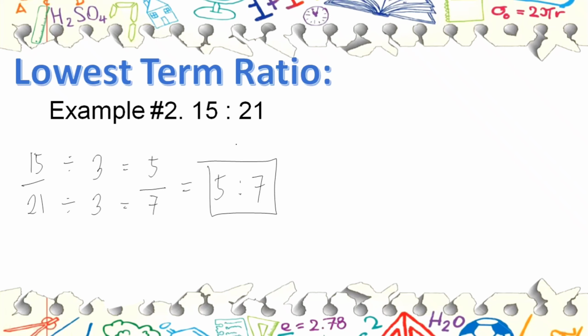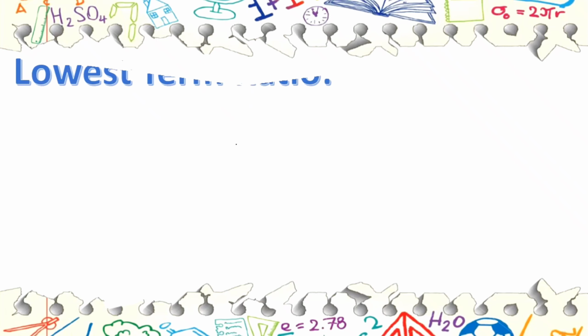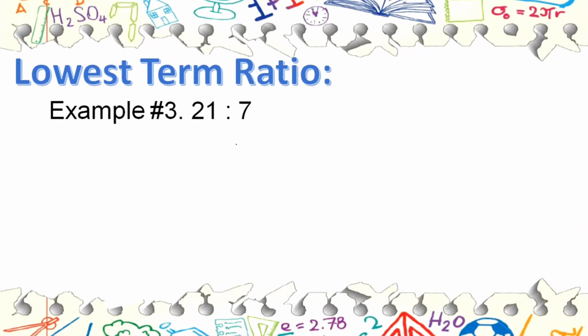Next, for the last example for today, we have example number 3, 21:7. So, from column notation, i-transform ulit natin into fraction notation. So, yung 21:7 magiging 21/7. Next, isip ulit tayo ng pinakamalaking number na pwedeng i-divide both kay 21 at 7.